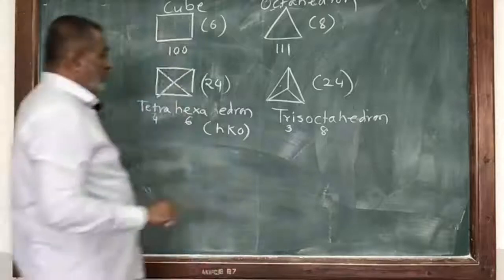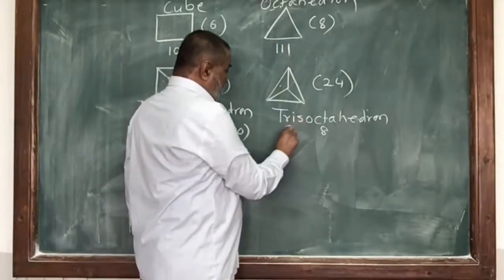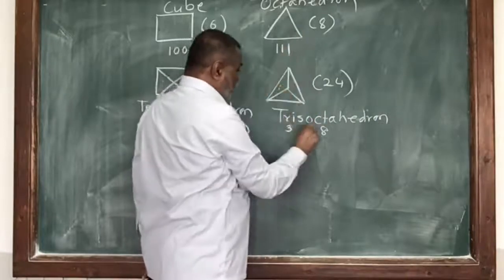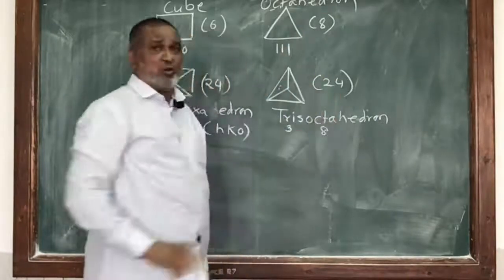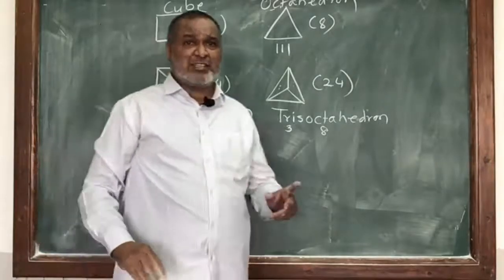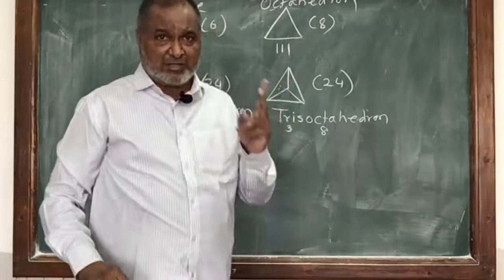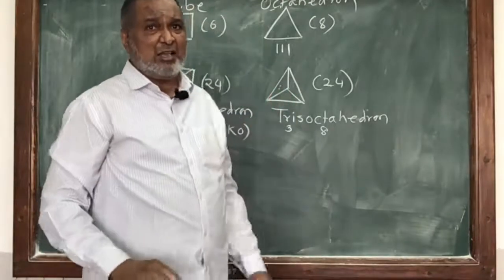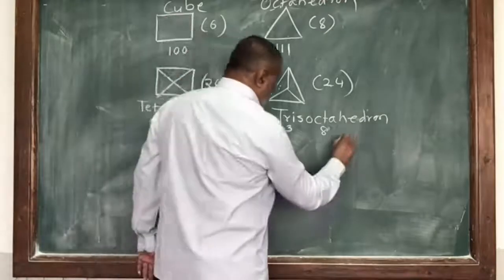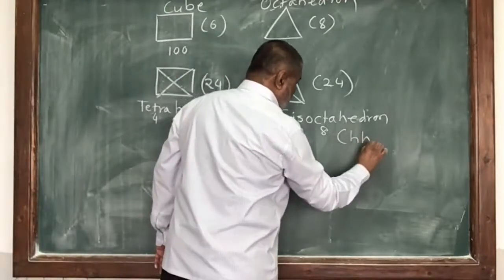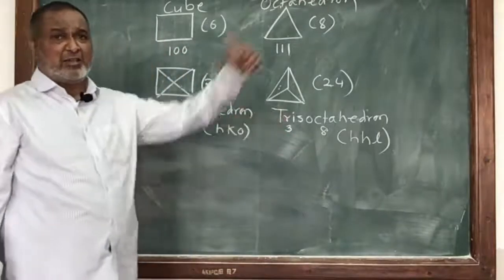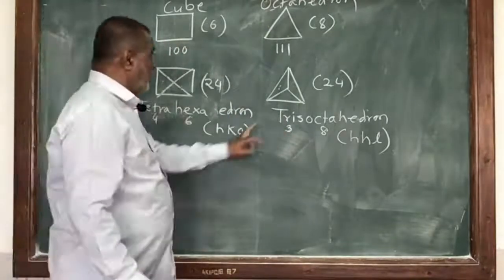This trisoctahedron, what is happening? Tris means 3 small faces, 1, 2, 3. And how many bigger faces? 8. So 3 into 8, 24 faces. Trisoctahedron. Now in this trisoctahedron, 2 axes are cutting at a shorter length, and the third axis at a longer length. So when you write down the indices for this, HHL, 2 axes at a shorter length and the third axis at a longer length.